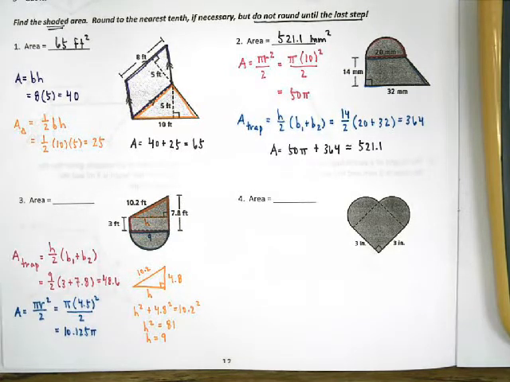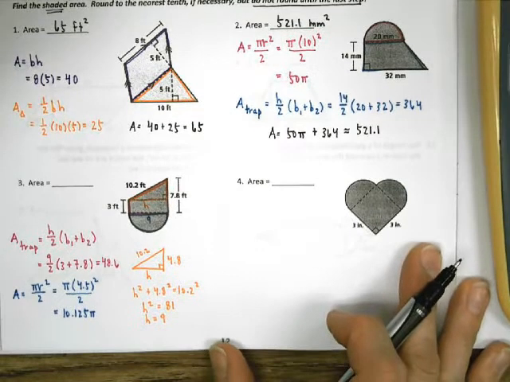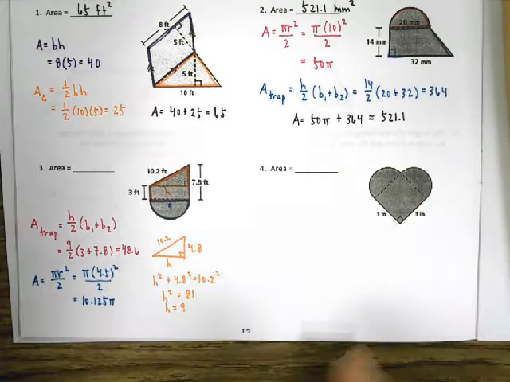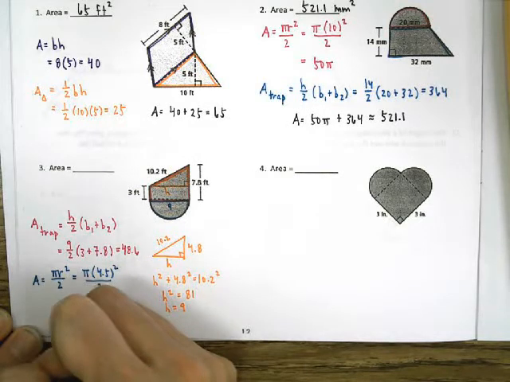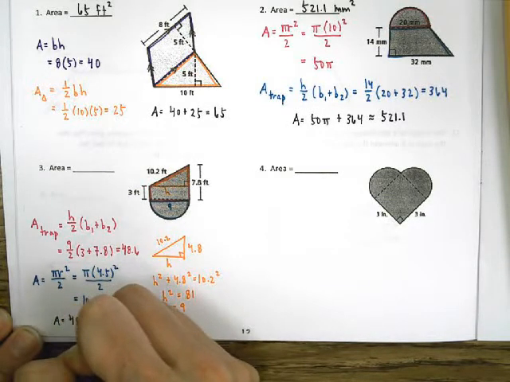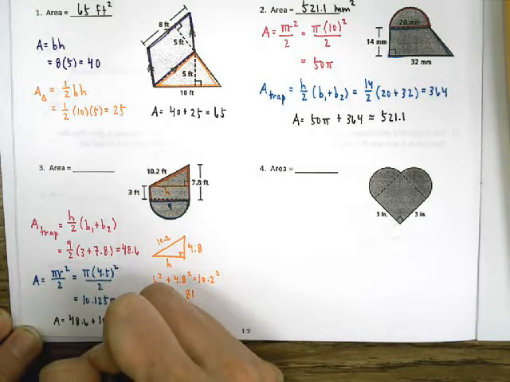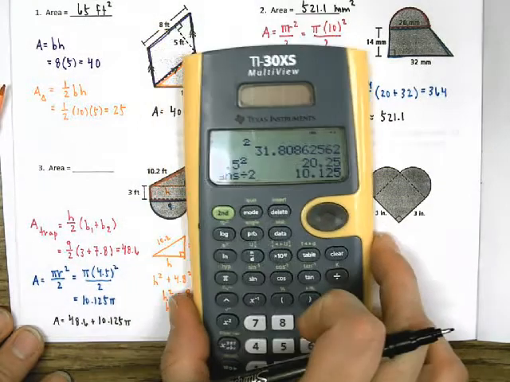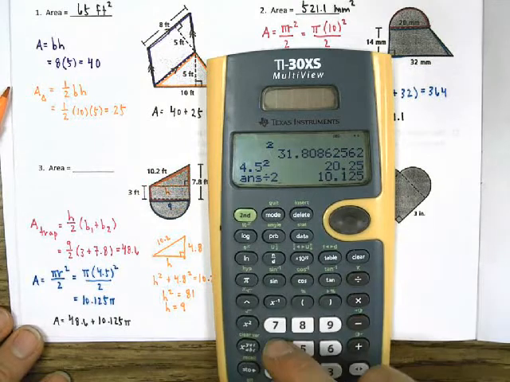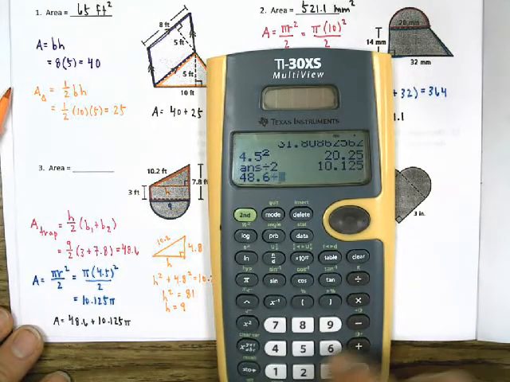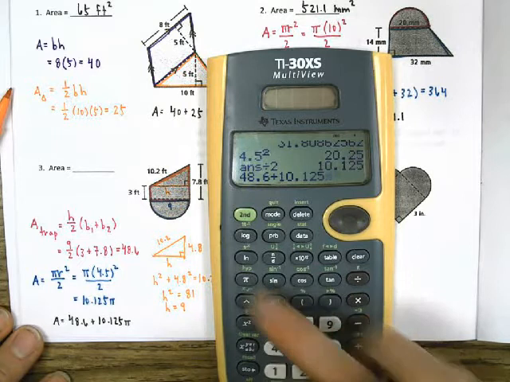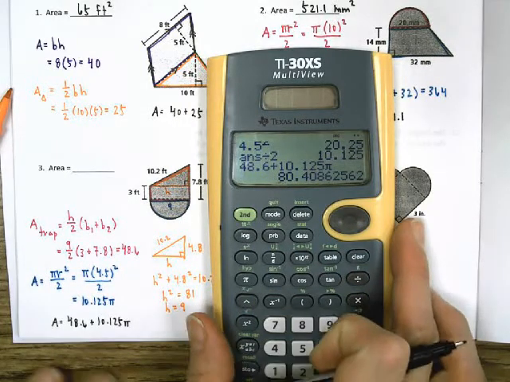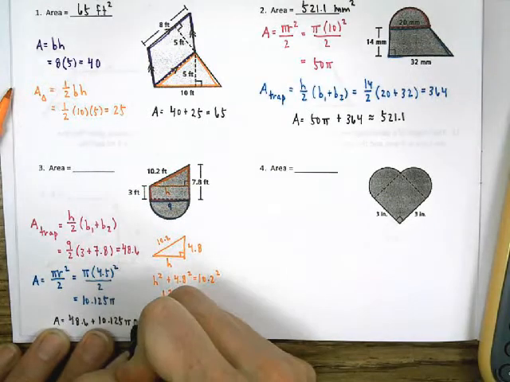So now that I've got my areas, again, we're just going to add them together. All the examples on this page are examples of adding our areas. So the total area is 48.6 plus 10.125 pi. And I get an area that's approximately 80.4 square feet.